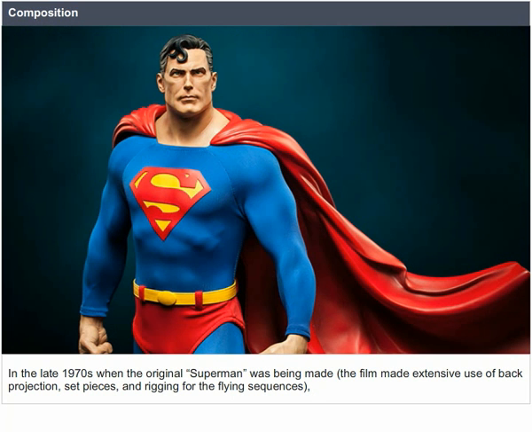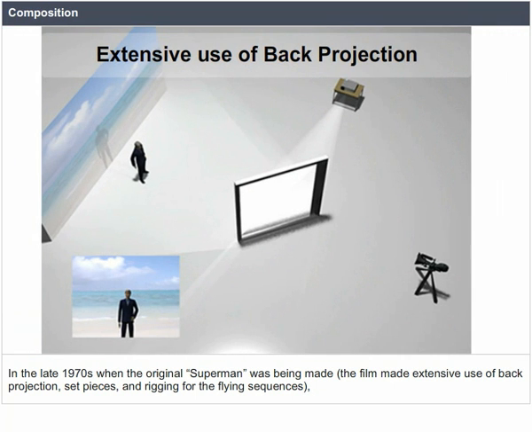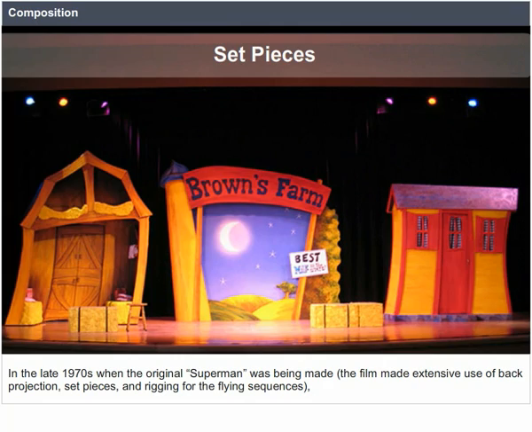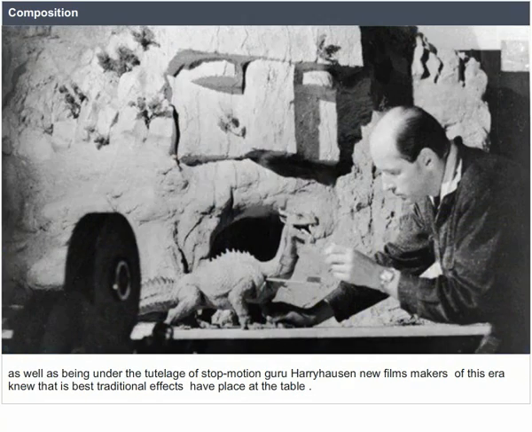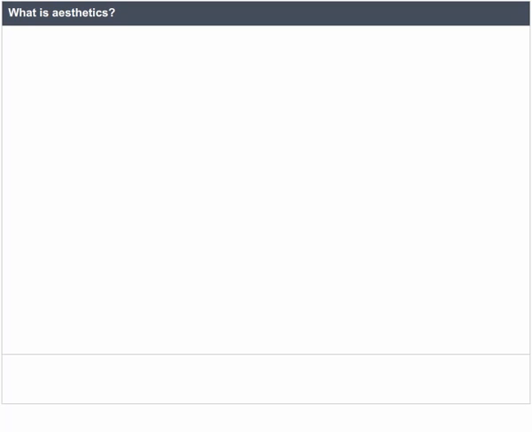In the late 1970s, when the original Superman was being made, the film made extensive use of back projection, set pieces, and rigging for the flying sequences. Under the tutelage of stop-motion guru Harryhausen, new filmmakers of this era knew that it is best if traditional effects have a place at the table. What is aesthetics?